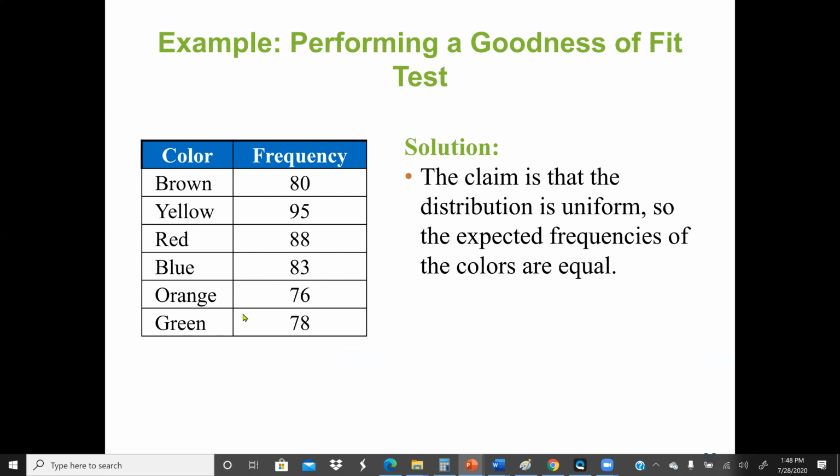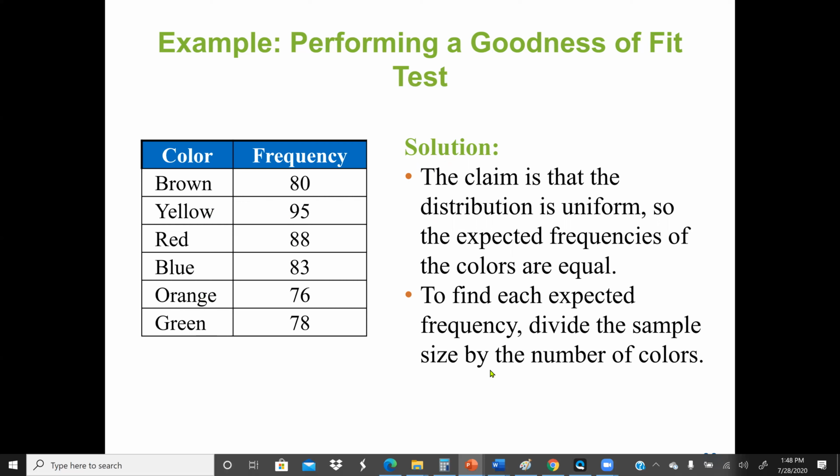So the claim is that the distribution is uniform. So the expected frequency of the colors are equal. When we have a uniform distribution, it means the expected frequency of the colors, or this time our category is different colors, they should be the same. If it's uniform distribution, it means brown frequency is 80, yellow should be 80, red 80, blue 80, orange should be the same. That's our claim.